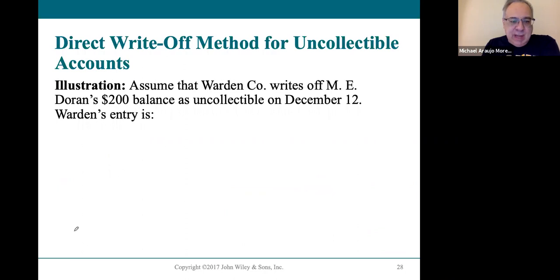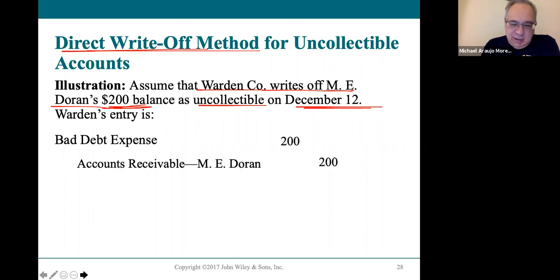So in a direct write-off method, which we can't use in public accounting for corporations, but again, any other business can do. Let's just say that Warden Company identifies this account, M.E. Doran, and they're waiting to receive $200 on this account, and it's just not collectible. And they've made this determination on December the 12th. What do they do? Well, they can simply write it off as a bad debt expense.